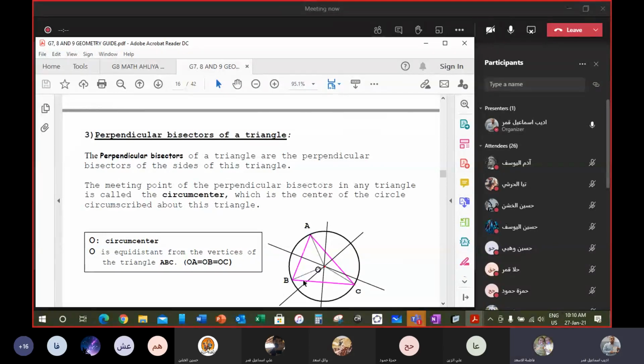Circumcenter، which is the center of the circumscribed circle. كيف يعني circumscribed circle؟ يعني هي السيركل اللي بتمرق بالفيرتيسيز الثلاثة، بالA وبالB وبالC. O is the circumcenter، وهيدي ال O بتكون equidistant من ال A، من ال B، ومن ال C. يعني OA equals OB equals OC. It is called the circumcenter because it is the center of the circumscribed circle around the triangle ABC, the circle that passes through the points A, B, and C.